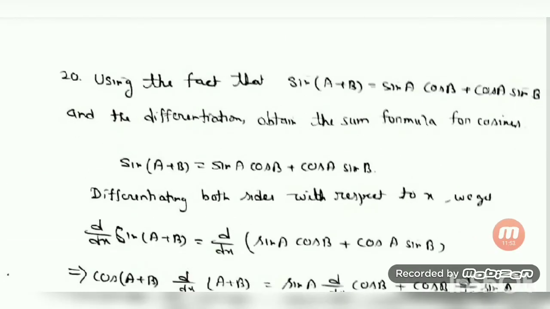You see, these questions are a little bit different than the previous questions. Using the fact that sine of a plus b is equal to sine a cos b plus cos a sine b, and differentiation, obtain the sum formula of cosine. You got it in trigonometry. What is the value of sine of a plus b? This is the formula of sine of a plus b, is not it? Sine of a plus b is equal to sine a cos b plus cos a sine b.